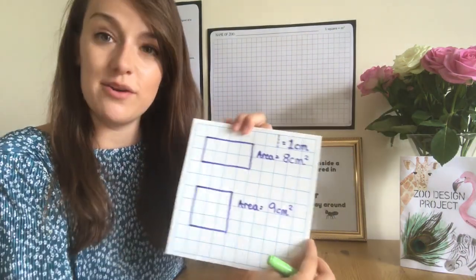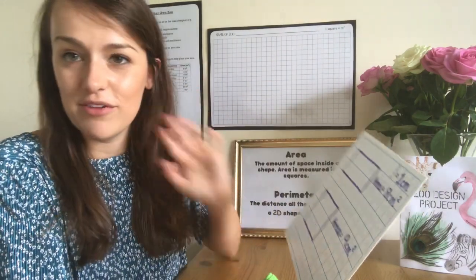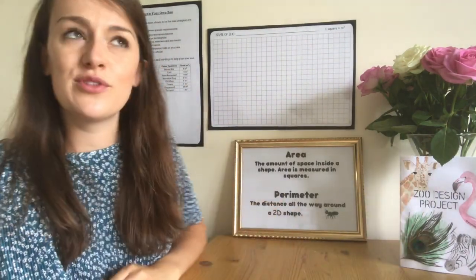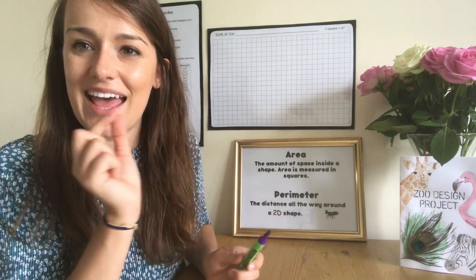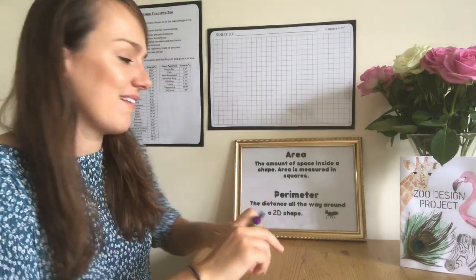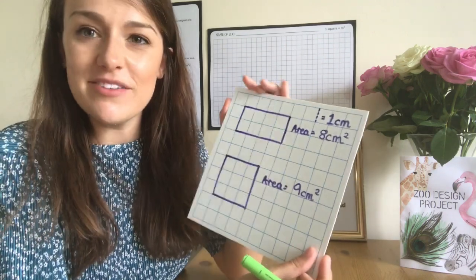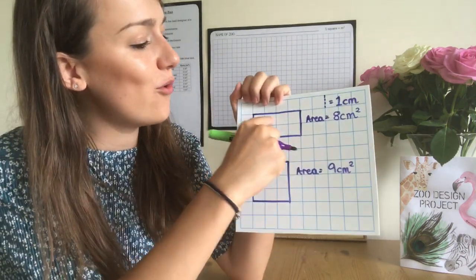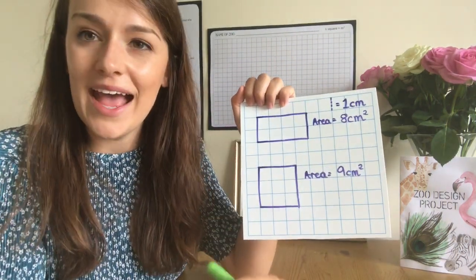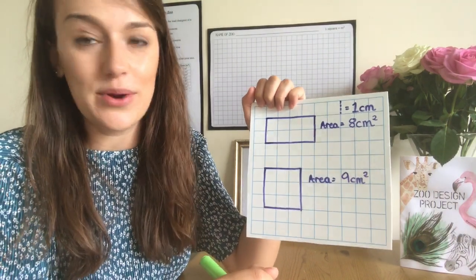Okay, so we now know what area is, so now we're going to learn about perimeter. So to learn about perimeter, I always remember a little ant. And a perimeter is the distance all the way around a 2D shape. So I want you to imagine a little ant is walking all the way around your shape. How many centimetres is he walking?